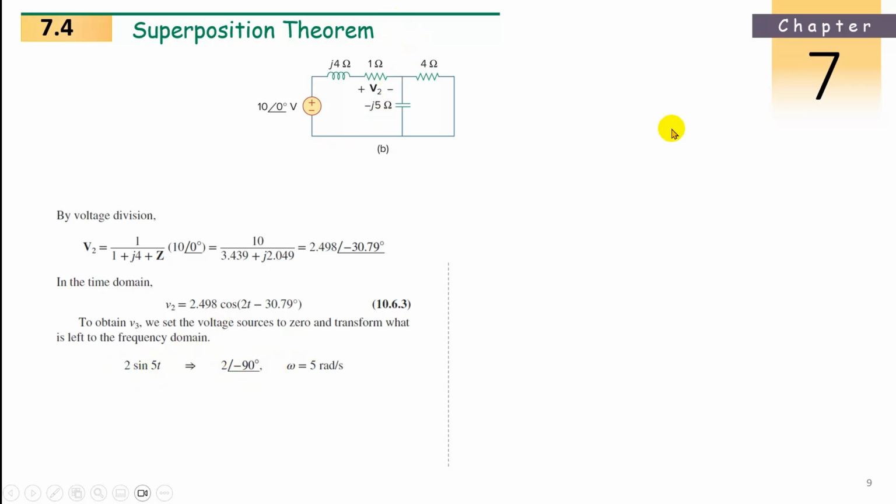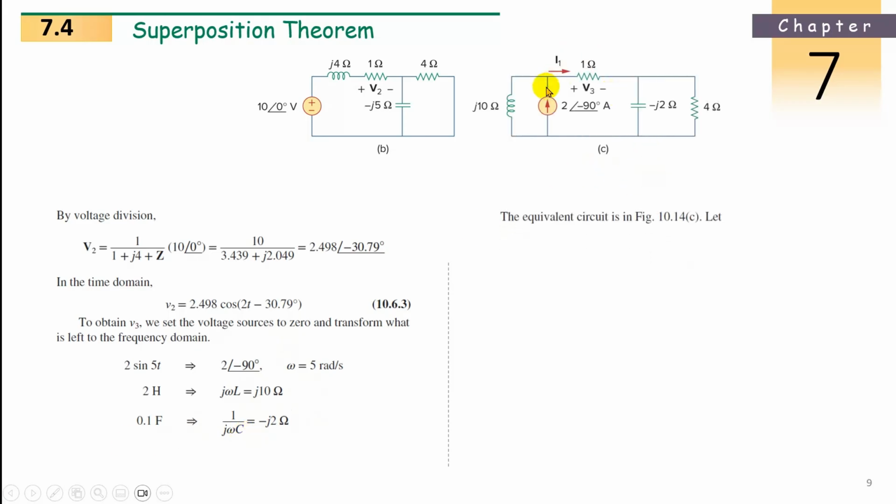Now calculate the inductance and capacitance. First, the inductance 2 henries becomes j omega L. Omega is 5, L is 2 henries, that is J10. Now convert the capacitance 0.1 farads, 1 by j omega C. 0.1 into 5 is 0.5, 1 by 0.5 is 2, so it becomes minus j2 ohms. Now see the diagram. I convert the inductance to J10 and the capacitance to minus J2 ohms. Here the resistances are there, and the current source is there. Now calculate the voltage V3.